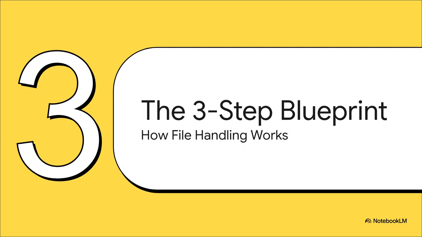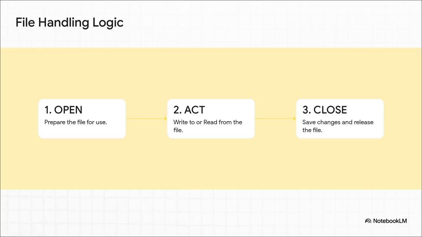Okay, so we know why we need files, but how do we actually use them in our code? It might sound kind of intimidating, but lucky for us, there's a really simple universal logic that works in pretty much any programming language you can think of. And here it is. It's basically a simple three-step dance. First, you open the file. Think of it like pulling a specific notebook off a shelf.